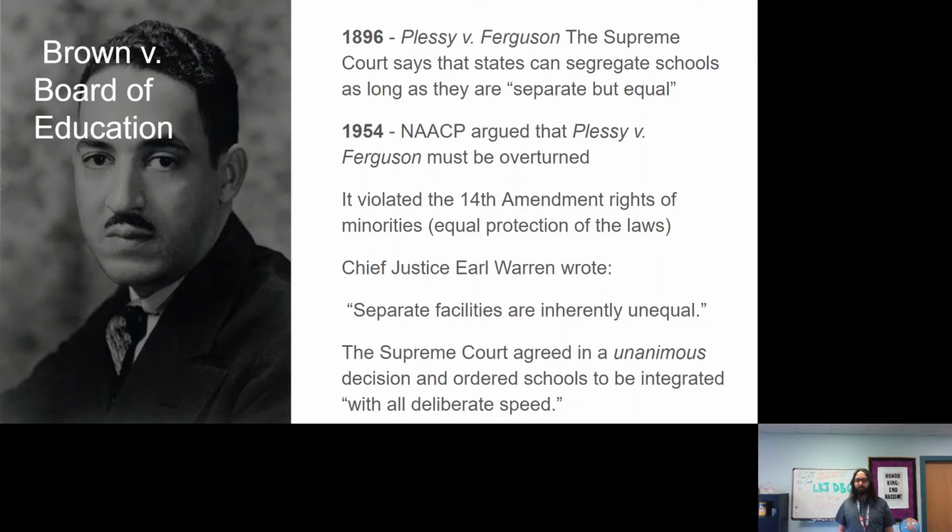Brown v. Board of Education is the sort of anti-Plessy versus Ferguson. Remember 1896, Plessy v. Ferguson says schools are separate but equal. You can have a black school, you can have a white school. 1954, the NAACP, remember, founded by W.E.B. Du Bois. I think Ida B. Wells was in on that. A lot of the people we talked about in the 1910s and 1920s civil rights era began the NAACP.